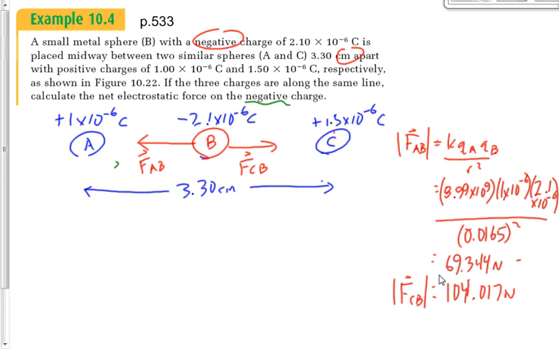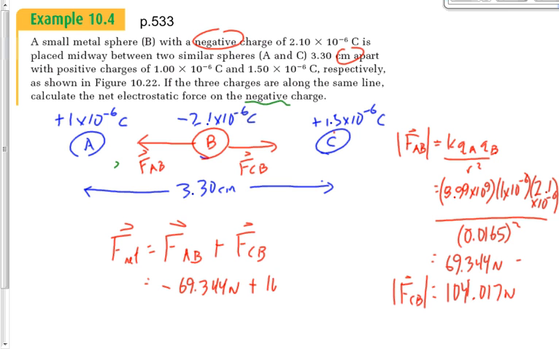Okay, what next? What now? Subtract them? Yeah, we want to add forces together because that's what we do when we find a net force. But in the end, we're adding a negative value, so it ends up being the same thing as subtract. We'll say the net force is equal to the sum of the forces. That's FAB plus FCB. FAB is a negative value, negative 69.344 newtons. And FCB is a positive value, 104.017 newtons.